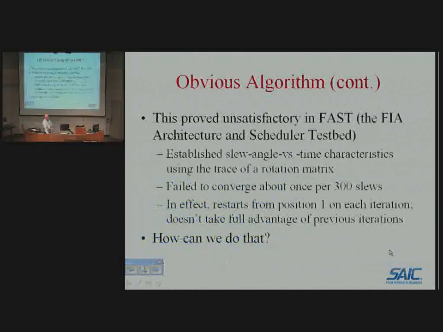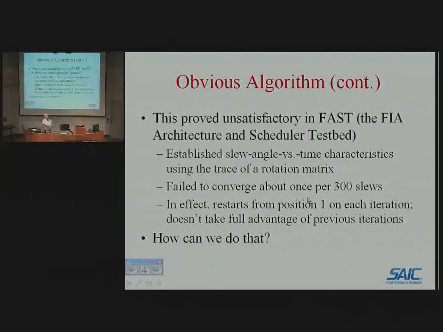We tried this on another program I was working on. Never did figure out exactly why. For one thing, the angle versus time characteristic was estimated using the trace of a rotation matrix, and we did see some sign oscillations. We suspected that there were certain kinds of cases in which this was unstable. I was never able to figure out why or demonstrate that conclusively. And one of the reasons that this algorithm doesn't really work, or at least doesn't work as efficiently as it might, is that in effect it starts over from position 1 every time and tries to estimate the entire slew time in one jump.